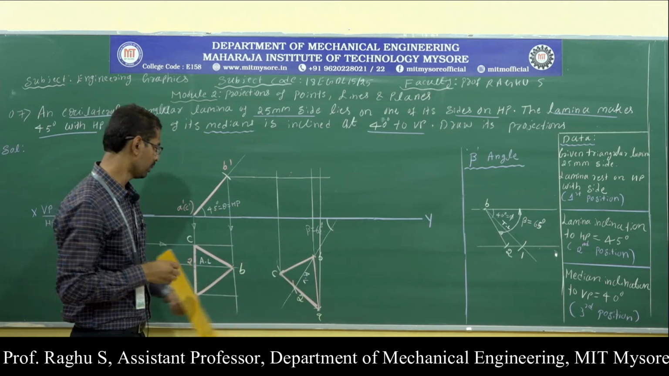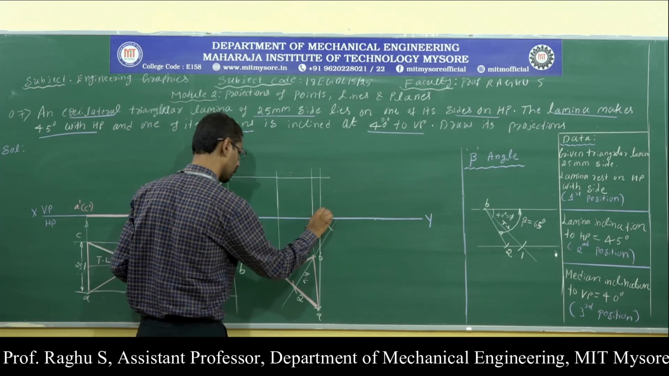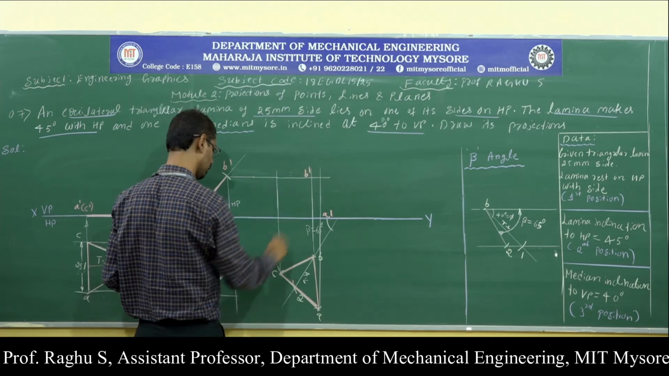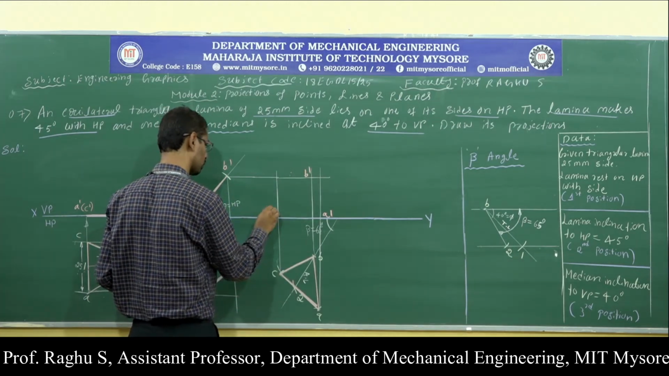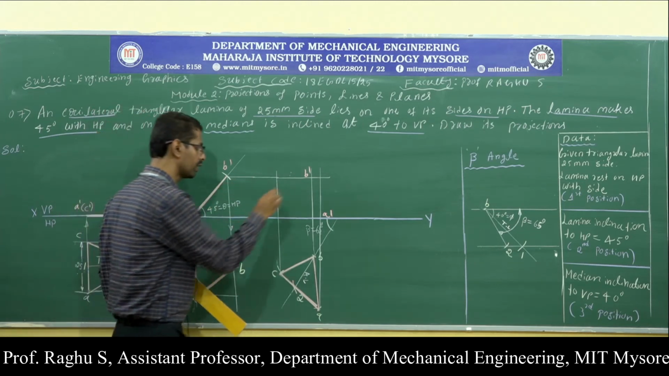Now do the naming. This is the vertical projection of point A, this is the horizontal projection of point A, this is A dash. Vertical projection of point B, horizontal projection of point B, B dash. Vertical projection of point C, horizontal projection of point C, C dash. Now connect all the 3 points.